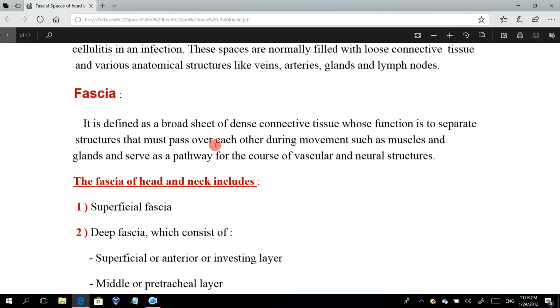The presence of this fascia between the muscles helps the muscle move more freely. For example, the muscles of the neck: when we turn our head to the right or to the left or up and down, all the muscles of the neck move at the same time. The movement of these muscles one over the other is facilitated by the presence of this fascia between the muscles.